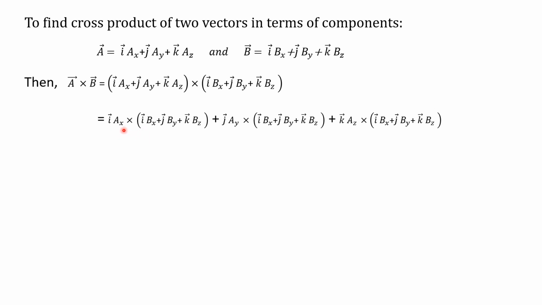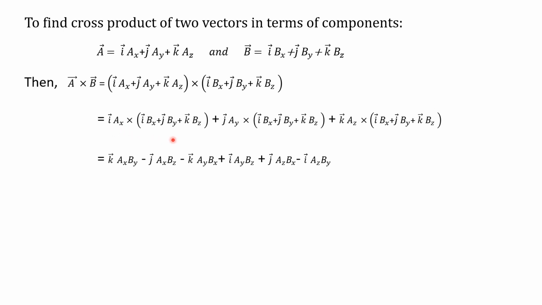Now here, i cross i. What is i cross i? 0. Therefore, this term becomes 0. Second term, i Ax cross j By. What is i cross j? k. Therefore, we write k Ax By. This is the first term we write.